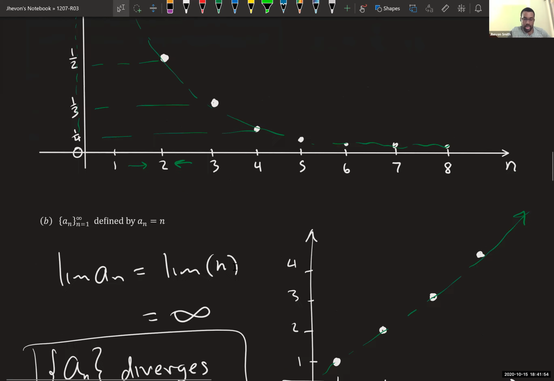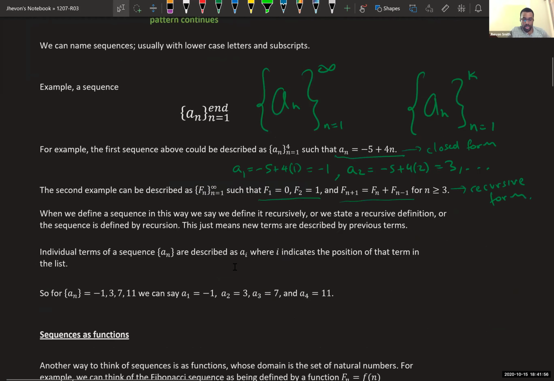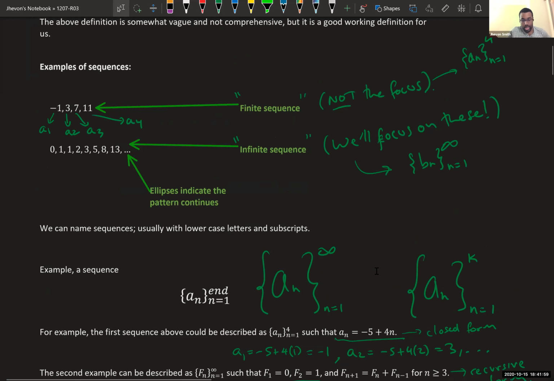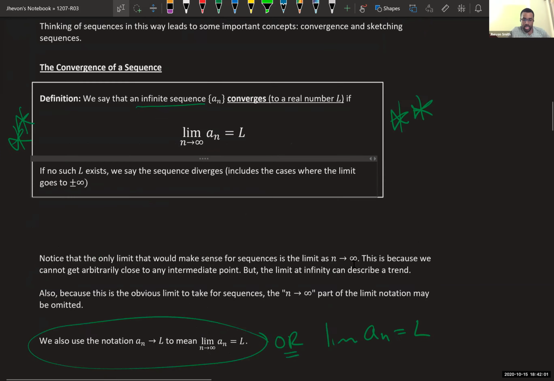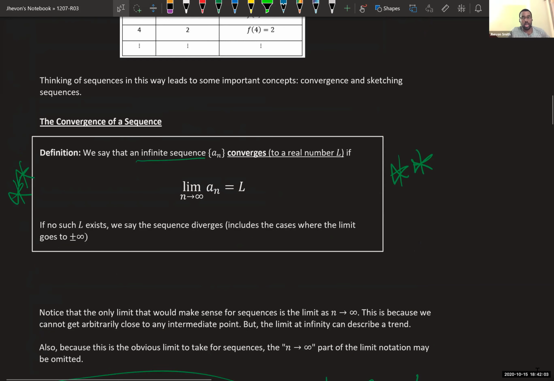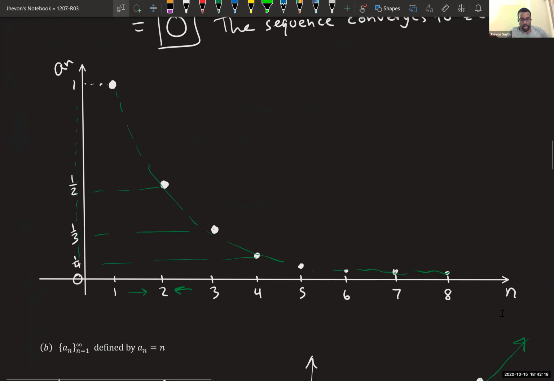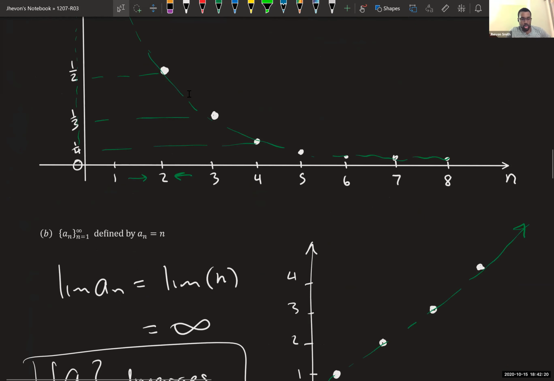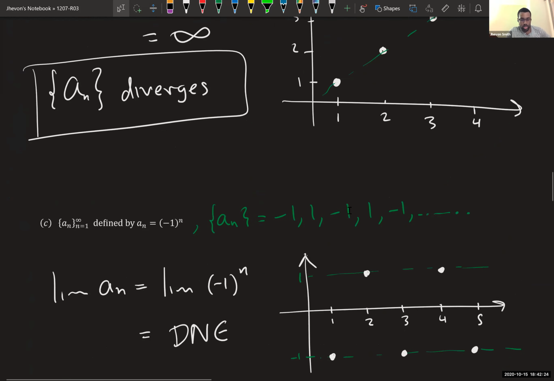A sequence is just a list in a definite order. This is the notation for it. We care about infinite sequences. We care about whether they converge or not. Knowing whether a sequence converges just means taking the limit. It is always the limit as you approach infinity. Never makes sense to say anything else. And if you get a finite real number from taking that limit, then it converges to that real number. Otherwise, it diverges. And you can't approach anything else because there are gaps, so it doesn't make sense to approach anything.